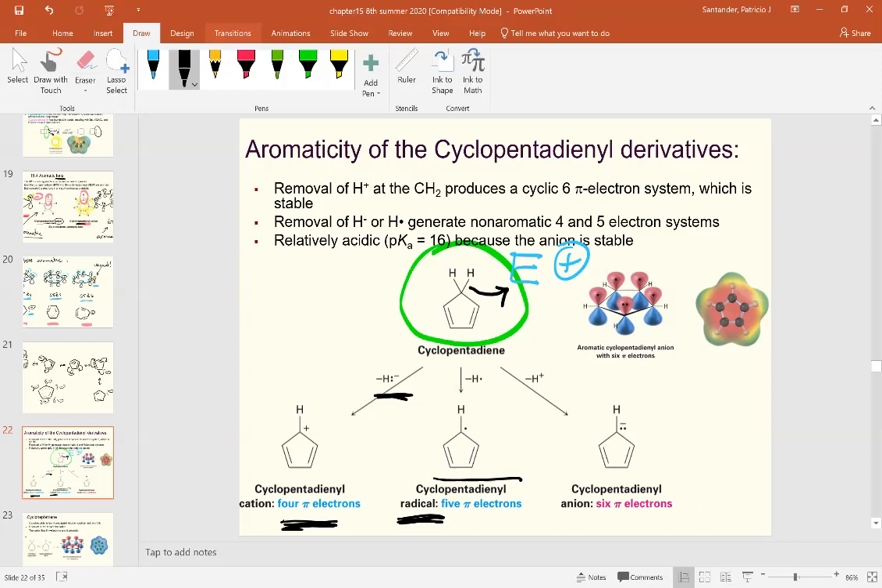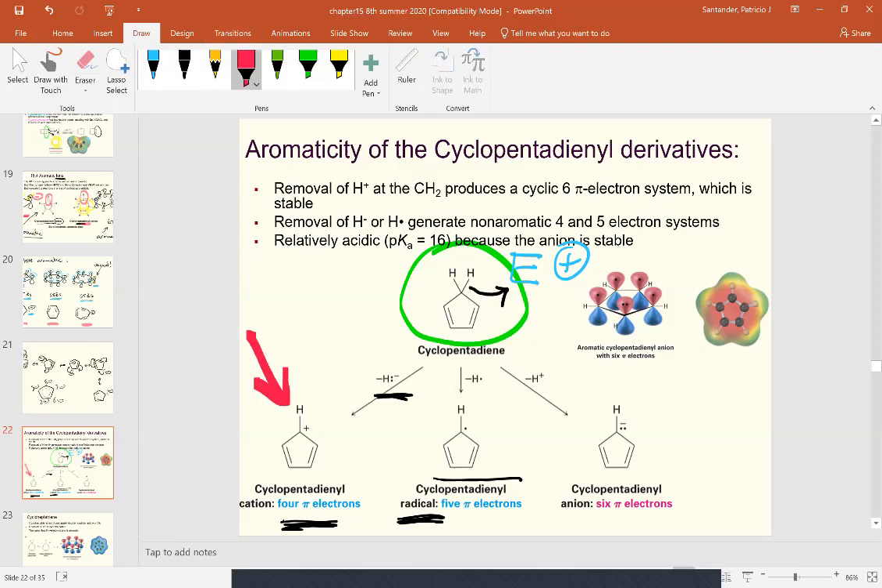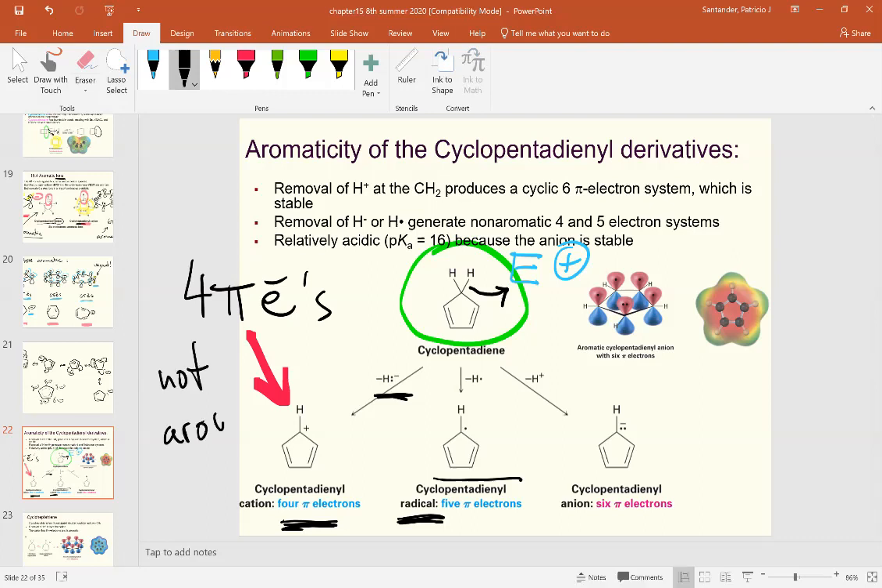Right, so that is one other thing that I can do. We just discussed that this guy here is aromatic, right? I'm sorry, that guy is not aromatic. It's not aromatic because here I will have a total of 4 pi electrons, right? 4 pi electrons. So this is not aromatic. The anion is aromatic.